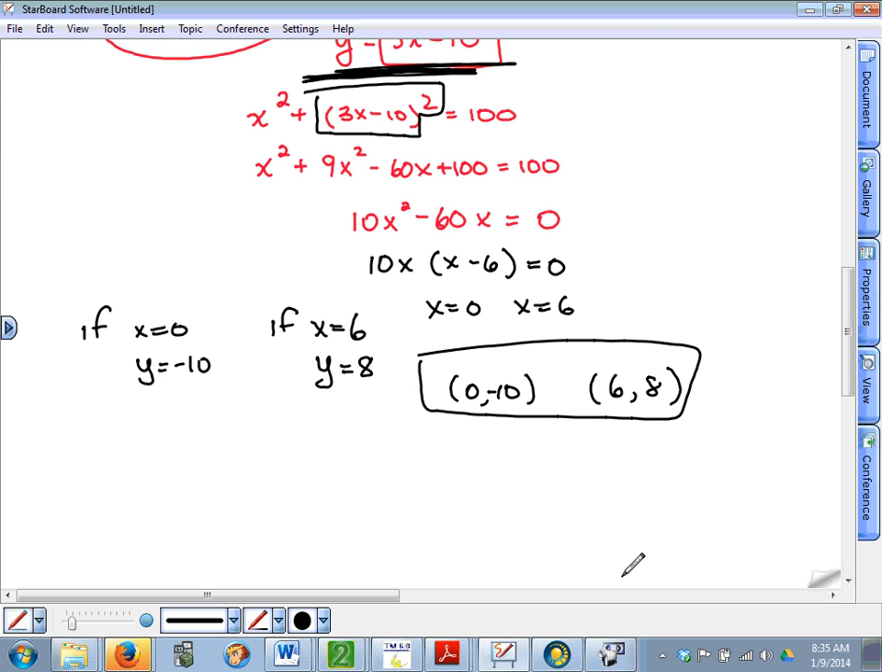See, compared to partial fractions, these are a breeze, aren't they? Let's do another one.